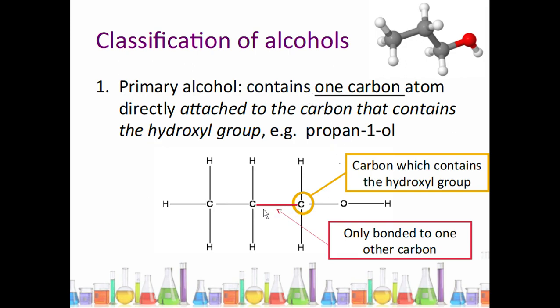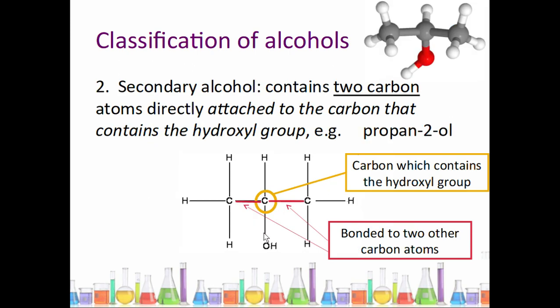And here in pink you can see that there's only one carbon bonded to that; the other bonds are to hydrogens. So that makes it a primary alcohol, primary meaning one or first. The carbon that's attached to the hydroxyl group is only bonded to one other carbon.